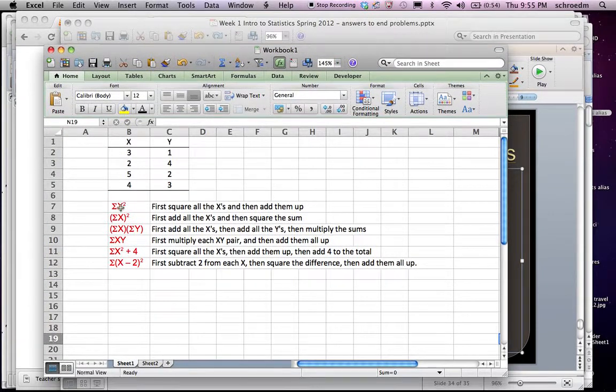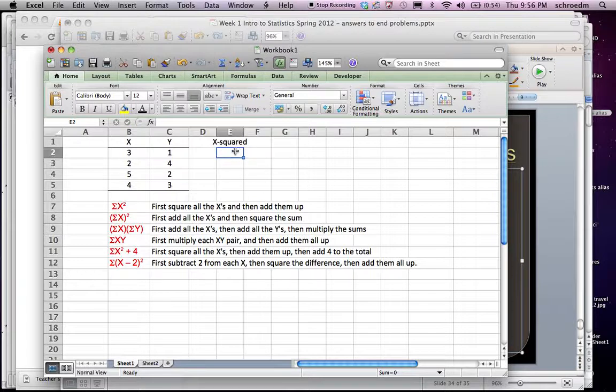The first one that I have is sum of x squared. Now, if I think of my order of operations, I don't have any parentheses, so I'm okay there. Next thing I do is exponents, right? So squaring. What this says is that I have to square each x value. So what I'm going to have over here is my new x column, only it's going to be my x squared column.